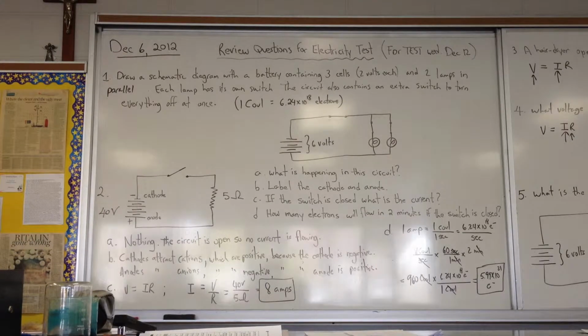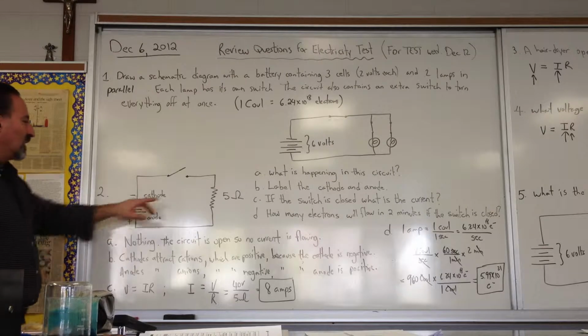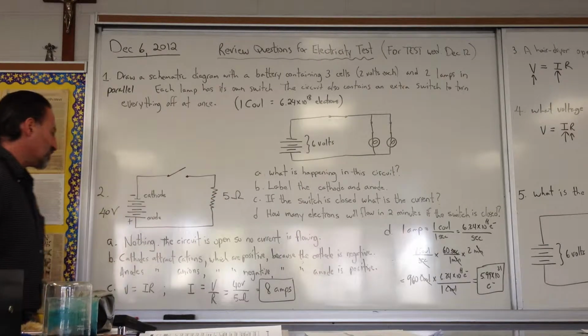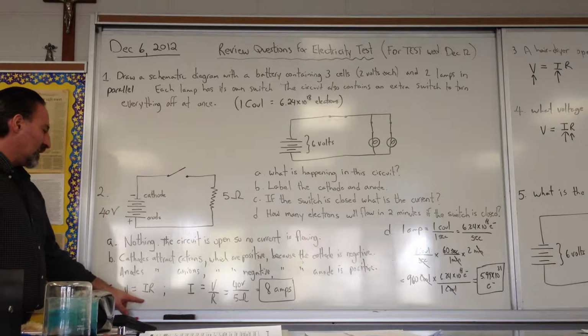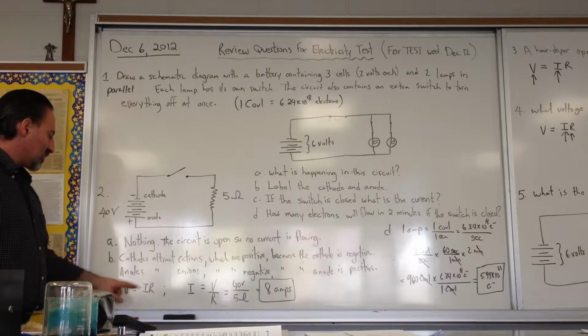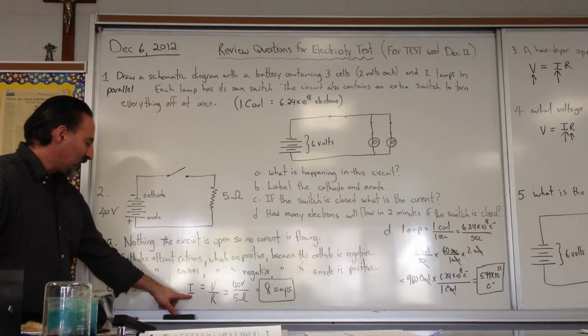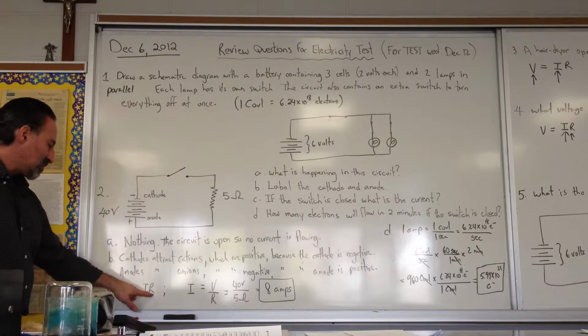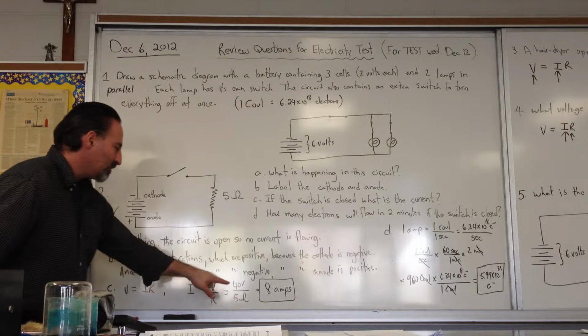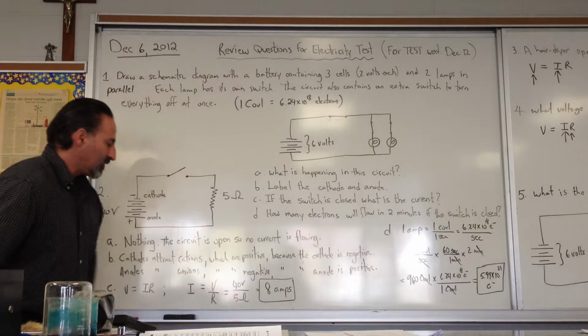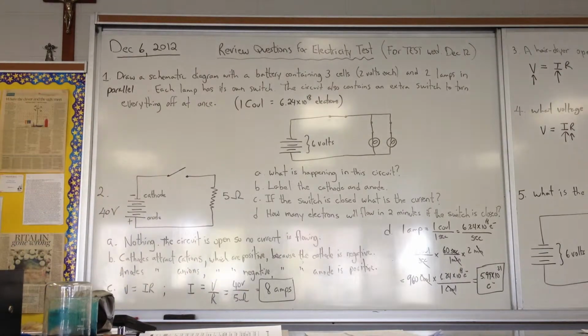In question C, if the switch is closed, what is the current? So here we close the circuit. What happens? You have 40 volts, and the resistance here is 5 ohms. So we're going to use Ohm's law to calculate V is equal to IR. We're trying to find the current, so we're going to arrange Ohm's law to find I. So we do that by transposing the R, putting it under the V. I is equal to V over R. Enter the numbers, 40 volts over 5 ohms, we get 8 amps.